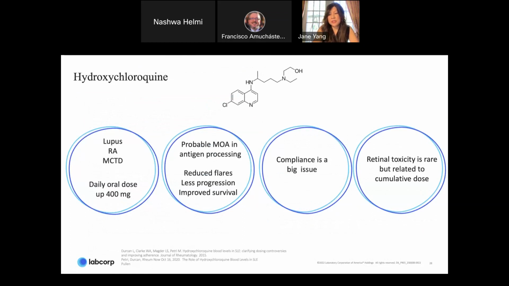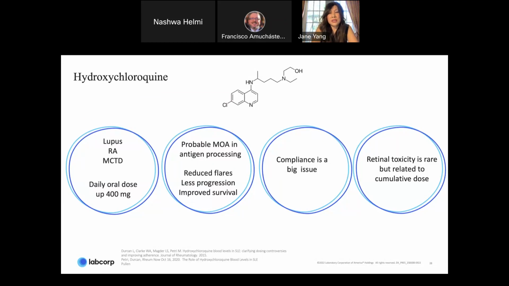Our final topic today is hydroxychloroquine. Plaquenil is, of course, that mainstay of treatment that almost all lupus patients take indefinitely. It is also used commonly to treat rheumatoid arthritis and mixed connective tissue disease. Though its exact anti-inflammatory mechanism is not well understood, hydroxychloroquine is selectively taken up by lysosomes and somehow is thought to benefit autoimmunity by interfering with antigen processing.